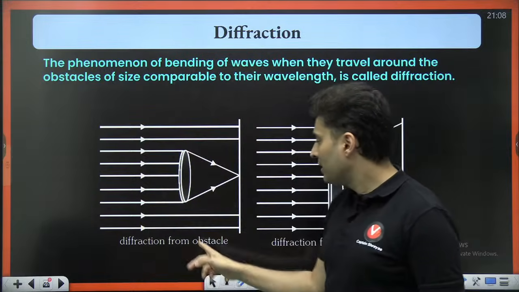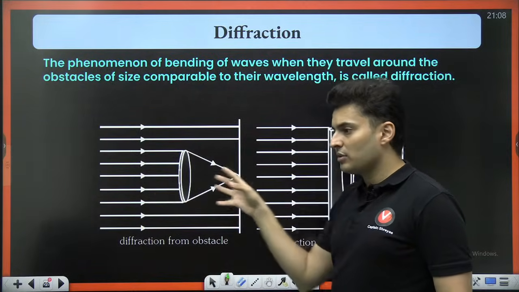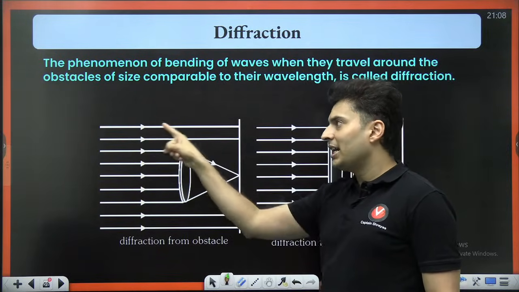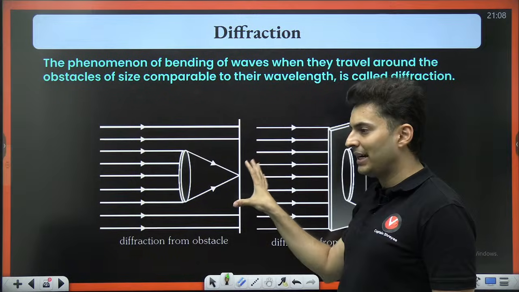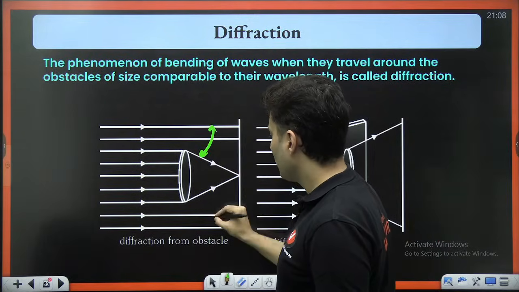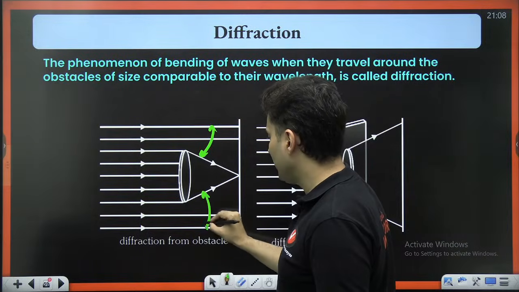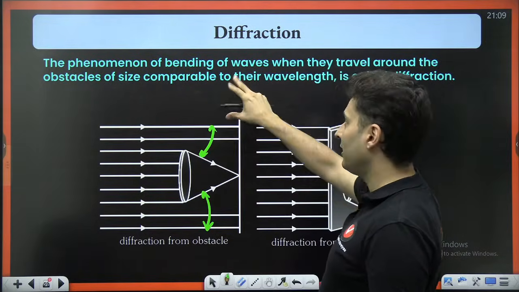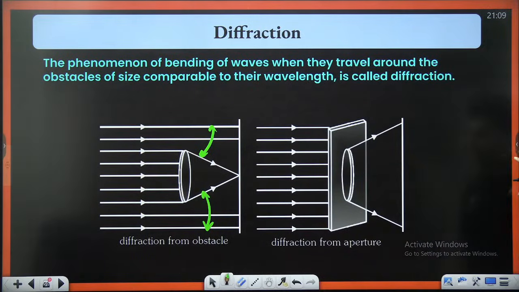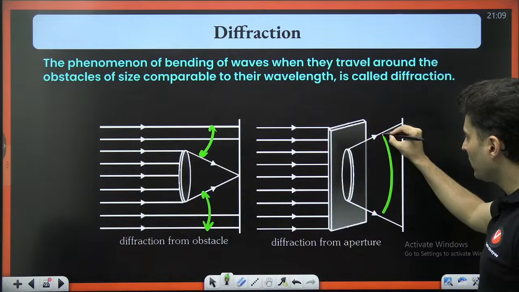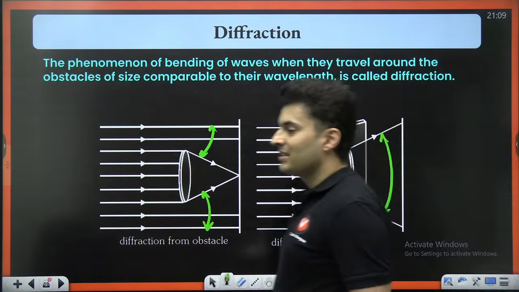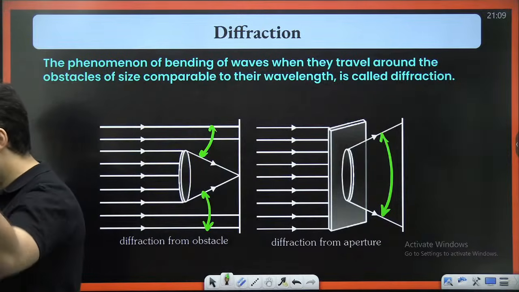Here if you notice, there is an obstacle. Light rays were going. Ideally you should get a shadow over here, but the light rays from the side have spread. Can you see that? There is a spread which has occurred. You can see over here also there is a spread. So that spreading of light is diffraction. Here also the light rays ideally should have come out parallel, but you can see that a spread has occurred. That spread is due to the phenomenon called diffraction.